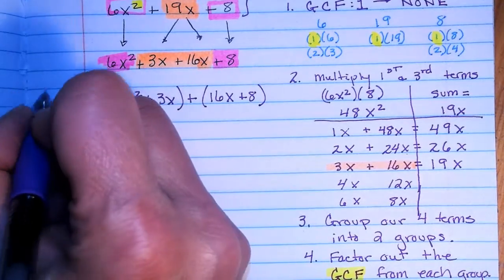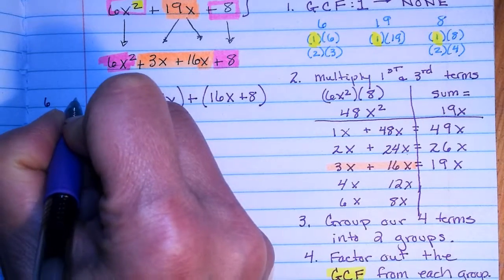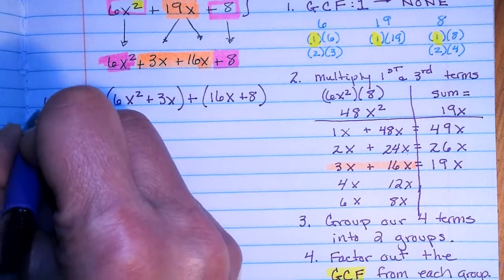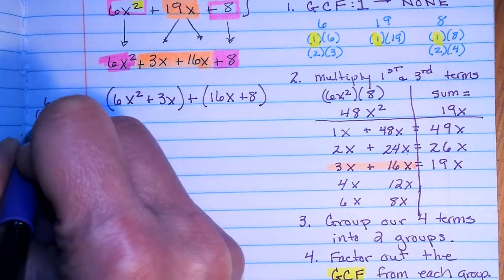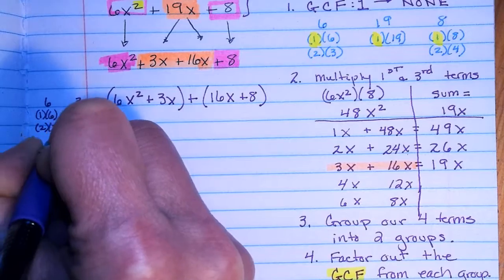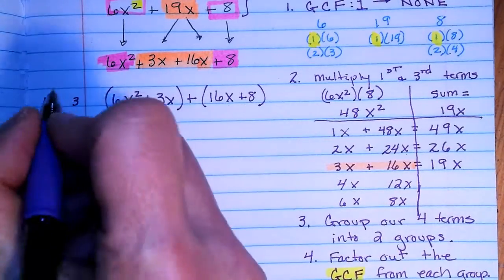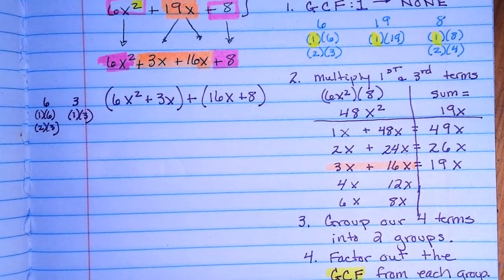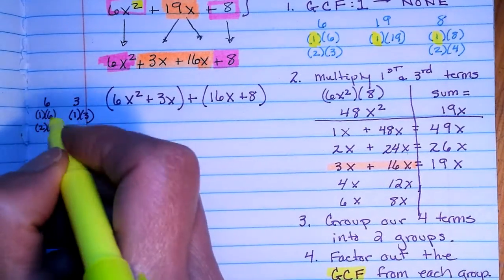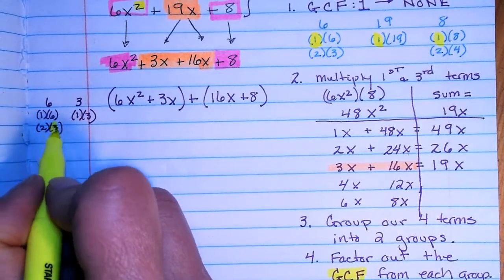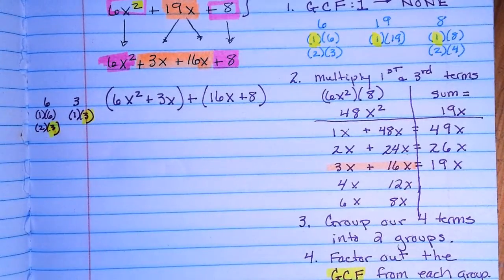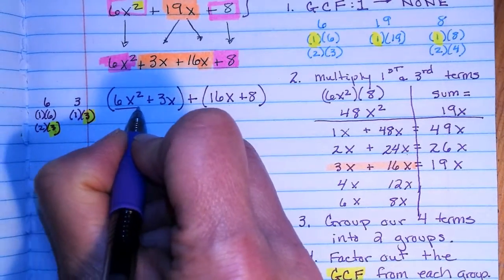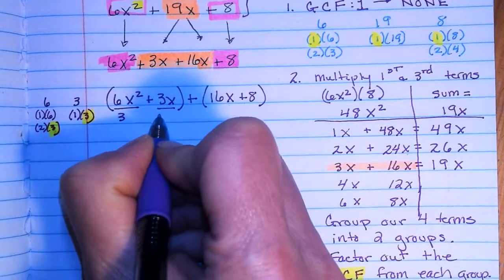So let's look at the numbers first. I have 6 and I have 3. My factors of 6: 1 times 6, 2 times 3. My factors of 3: 1 times 3, and that's it. The largest number that they share is the number 3. That means I'm going to factor out a 3 from both terms.